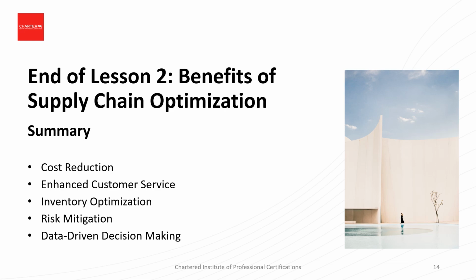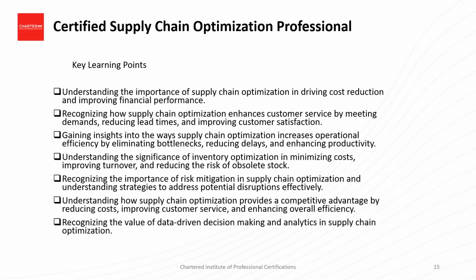This concludes the end of lesson 2, describing the benefits of supply chain optimization. As discussed, we covered cost reduction, enhanced customer service, inventory optimization, risk mitigation, and the ability to have data-driven decision making. Your key learning points that have been covered include understanding the importance of supply chain optimization and driving cost reduction, improving financial performance, along with the other key learning points listed here.